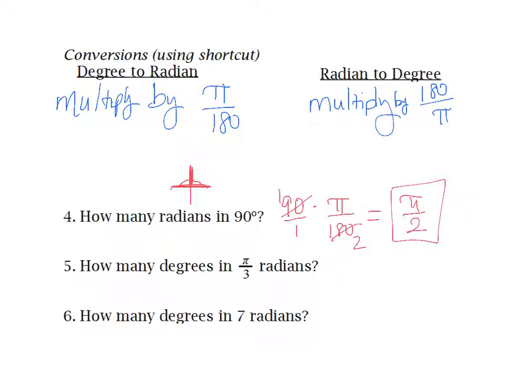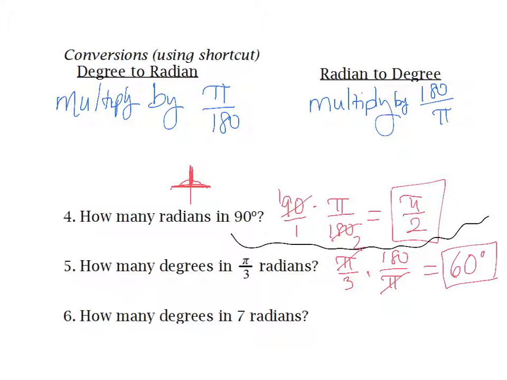All right, let's look at number 5. This one, we already have it in radians, pi over 3 radians, and we want to convert that into degrees. I'm going to take my pi over 3, and since I'm going to degrees, I'm going to want that pi to cancel. Remember, I'm going to put pi on the bottom and my 180 on top. So I'm multiplying by 180 over pi. The pi's cancel. I have 180 over 3. That's the same as 60 degrees.